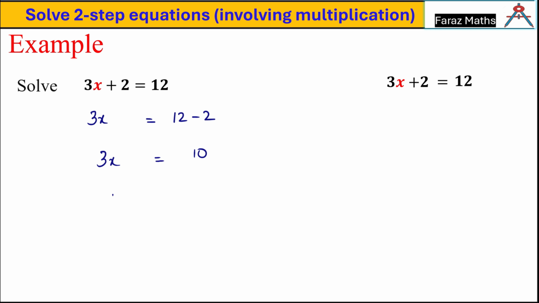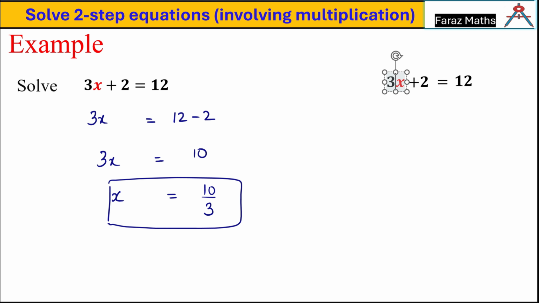And then dividing by 3 on both sides. So x equals, I'm not writing 3 there, because I know that 3 divided by 3 is 1. So usually we do not write coefficient 1 with x. So x equals 10 over 3. And that's our answer.